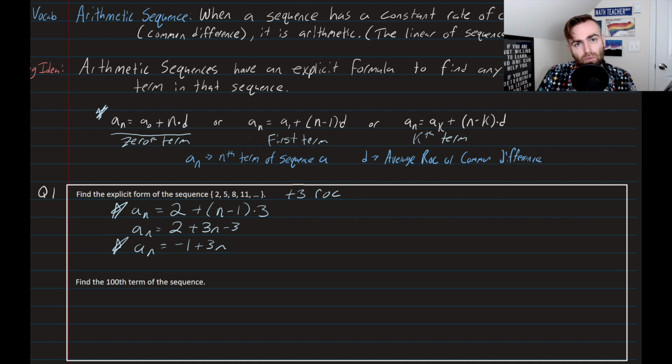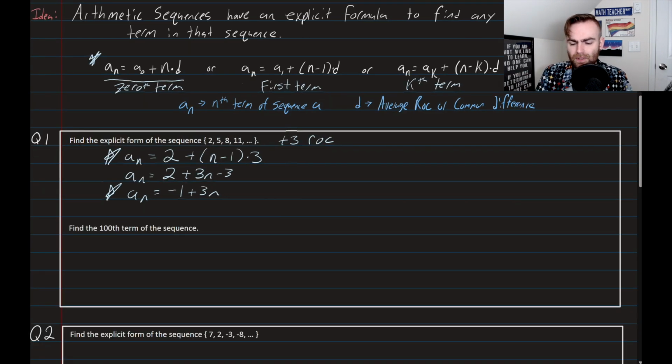The reason why the negative 1 makes sense is because that's the 0th term. If I follow the rate of change backwards one step, if I go from 2 and figure what happened right before it, well, that would have had to have been negative 1 to follow our plus 3 pattern. So both of those are fine.